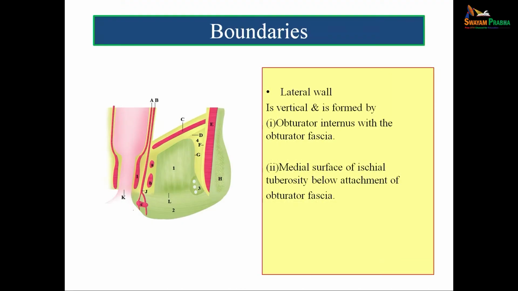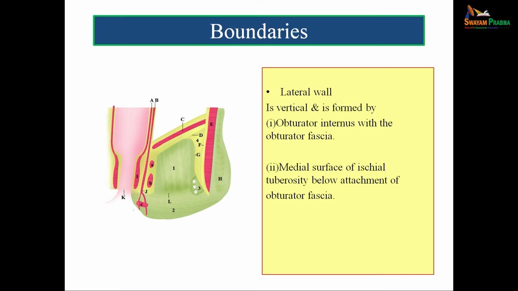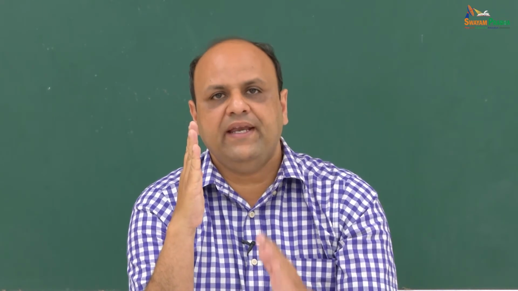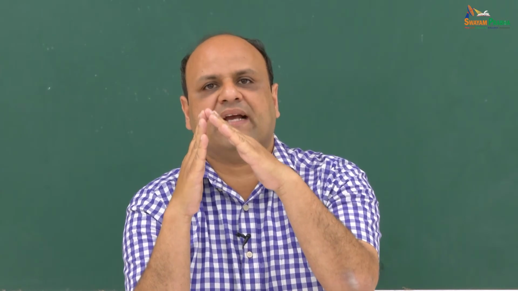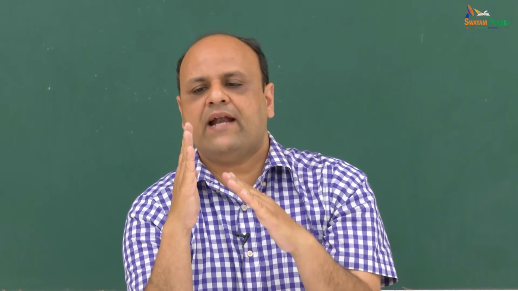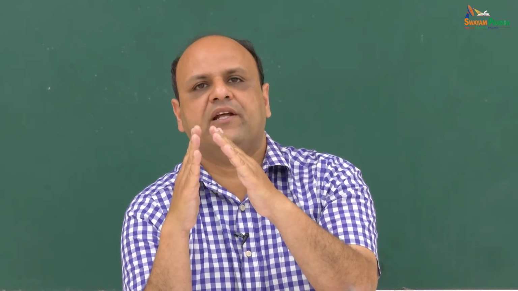Now, coming again to the boundaries. So far we have done the base, we have done the apex, and now we are going to do the lateral and medial boundaries. If you look at the figure once again, the lateral wall is vertical, so it is like a straight line, while the medial wall is curved. Where these two meet, that is the apex. The lateral boundary is like this, the inferior boundary is like this, while the medial boundary is not straight but curved. Where the lateral and medial boundaries meet, that is the apex of the ischioanal fossa.